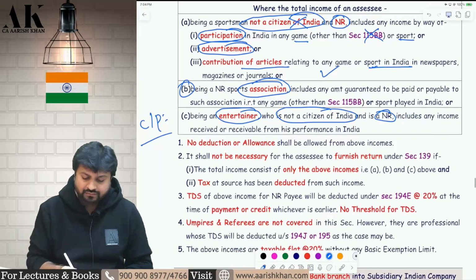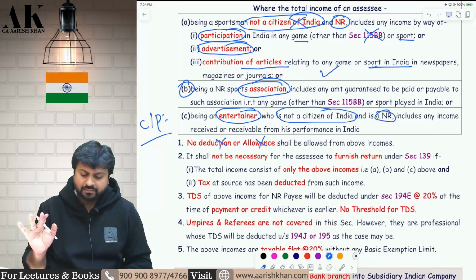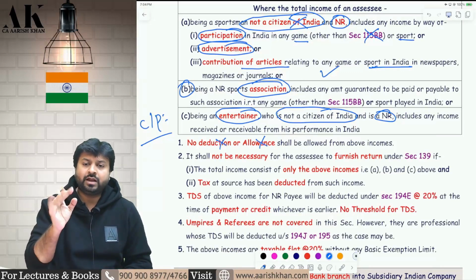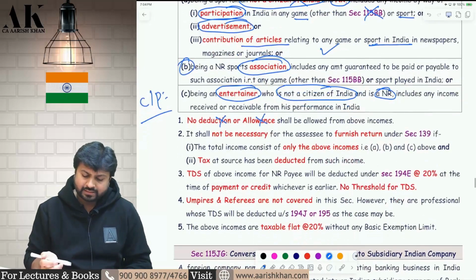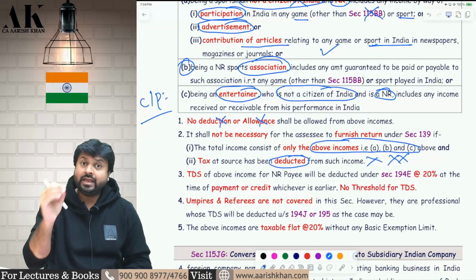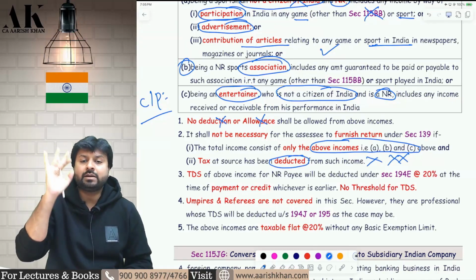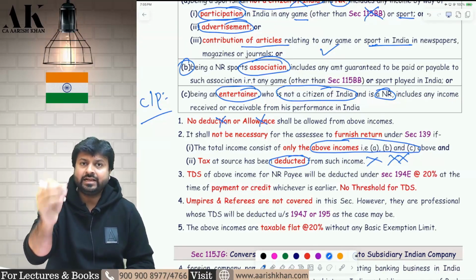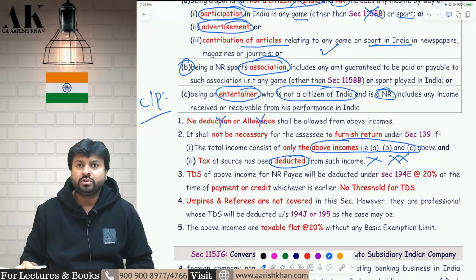Sir, will they get any deduction from their income? No deduction of any income, of any allowance or any expenses will be allowed to them. So are they supposed to file the income tax return? If they earn only the above incomes and their TDS is deducted, there is no need to file the income tax return. If they are only earning these above three incomes and their TDS is deducted, then there is no need to file the income tax return.